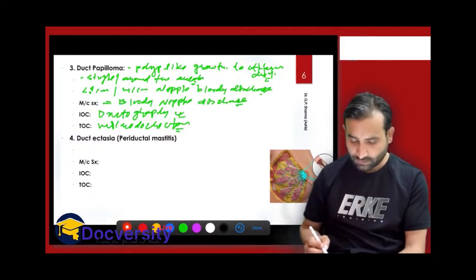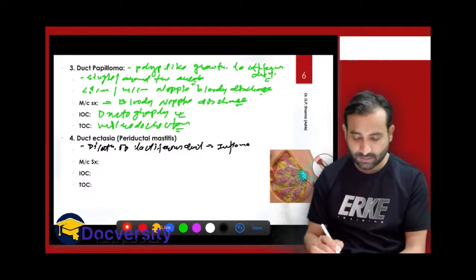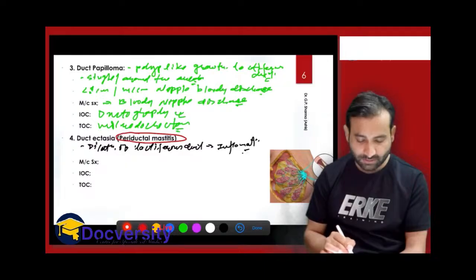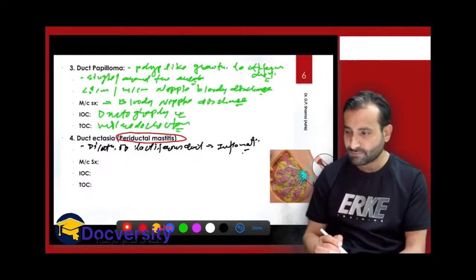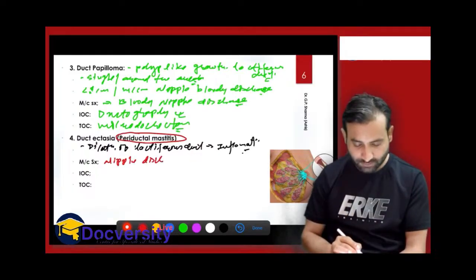Ductectasia means, we said already, it's a dilation of the lactiferous duct. Why is it dilated? It is dilated because of the inflammation. That's why it is also called what? Periductal mastitis. Most common symptom is the nipple discharge.